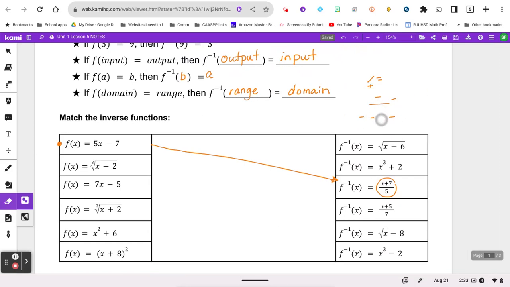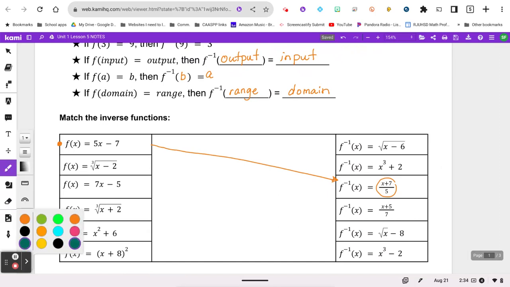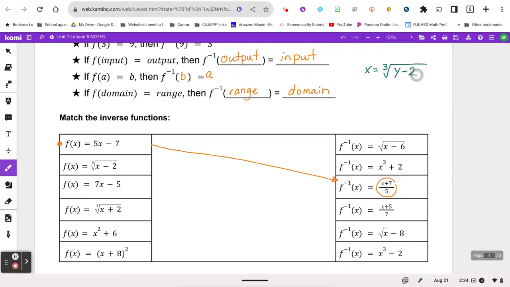So now the next problem we get, and remember with these problems, you don't have to go in order. You can change around, change out whatever steps you want. So in the next one, we're going to switch it. We're going to get x equals the cubed root of y minus 2.